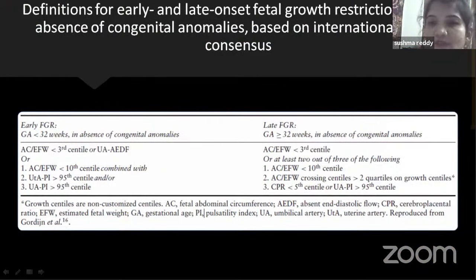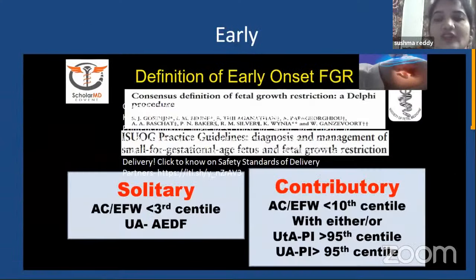Now, the definition of fetal growth restriction is elaborated based on early onset and late onset fetal growth restriction. Definitions completely differ, so we will deal with each one separately. The definition of early onset fetal growth restriction is: if the fetus is less than the third centile, then it is considered fetal growth restriction. And there is something called contributory, that is, if the fetus is less than the third percentile with Doppler changes, those are uterine and umbilical artery Doppler changes, then it is considered early onset fetal growth restriction.